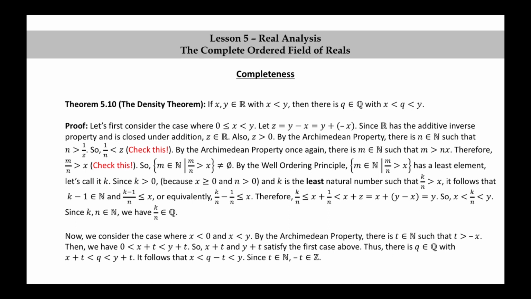Since t is a natural number, negative t is an integer. Since the set of integers is a subset of the set of rational numbers, negative t is also a rational number. So we have q and negative t are both rational numbers. Since Q is closed under addition, q minus t, which is q plus negative t, is also a rational number.